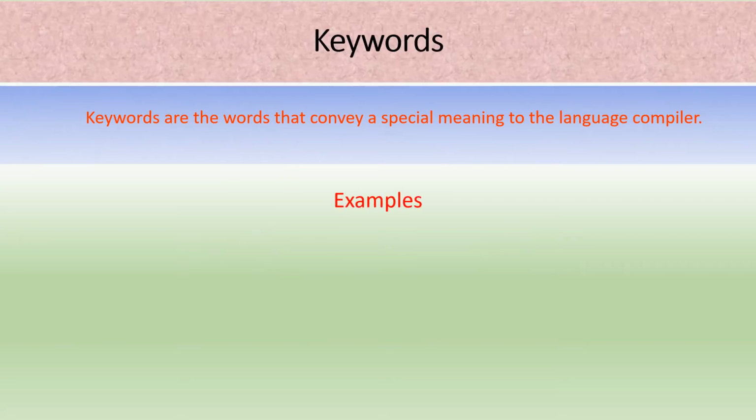So let's start with the first type of token, that is keywords. Keywords are the words that convey a special meaning to the language compiler. That means these are also known as reserved words. They are reserved for a special purpose and they cannot be used as normal identifier names.